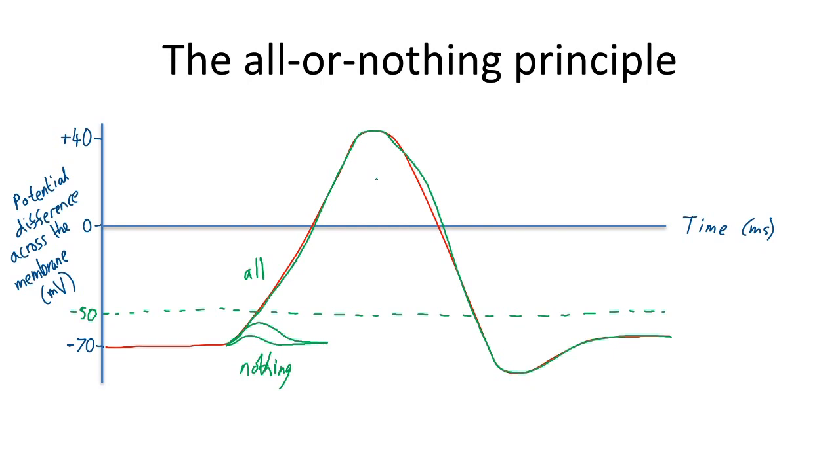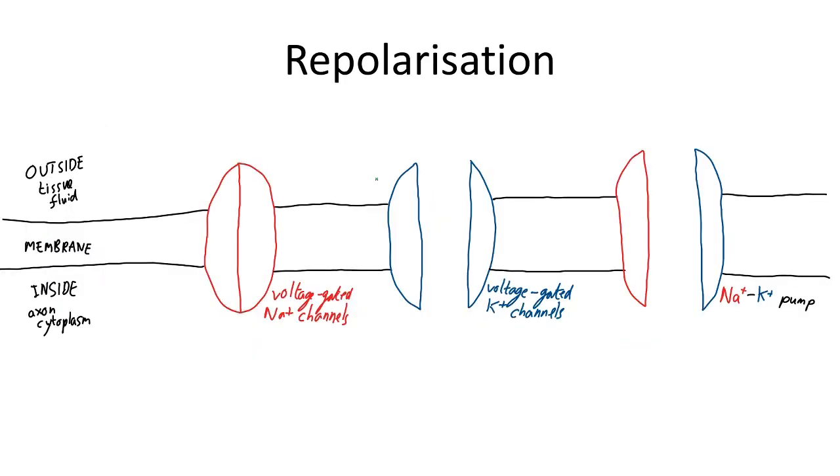So as a result of this, all action potentials are the same size, regardless of the stimulus, and they all last only about 3 milliseconds. Once we've depolarized the membrane, then a repolarization occurs. Because we don't want the action potential to last indefinitely, we want to be able to send another action potential after it. So it's going to repolarize back down to that resting potential.